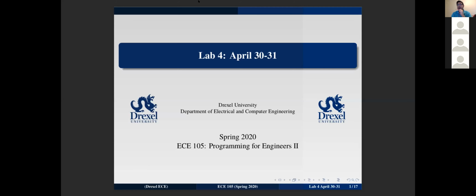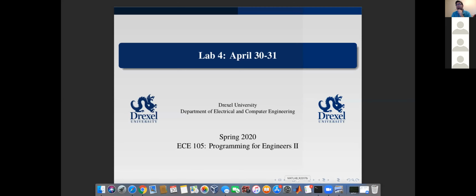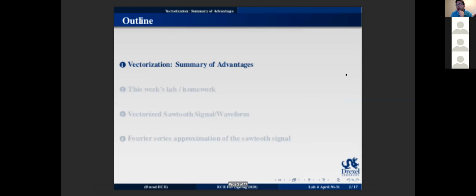Great. You guys can see my slides, right? Yep. Okay, cool. So the outline: vectorization and a summary of its advantages. Then we move on to the lab and homework. We talk about the vectorized sawtooth as a signal waveform, and then finally the Fourier series approximation of the sawtooth signal.